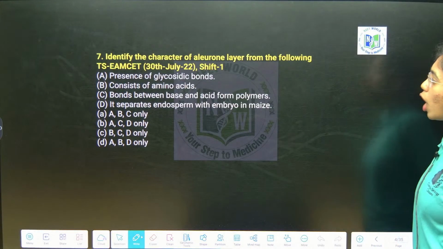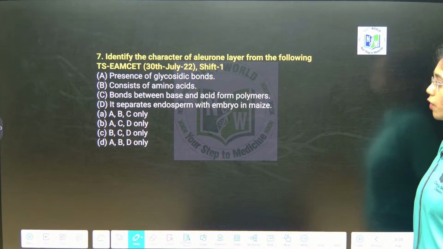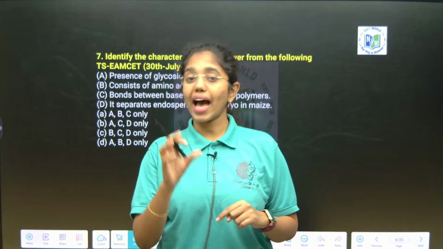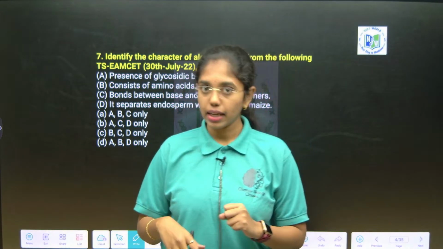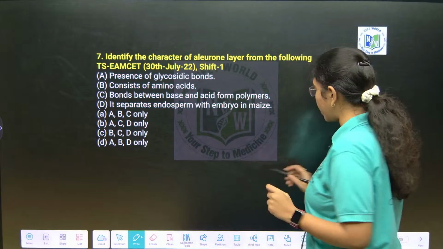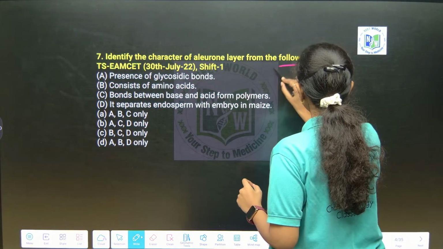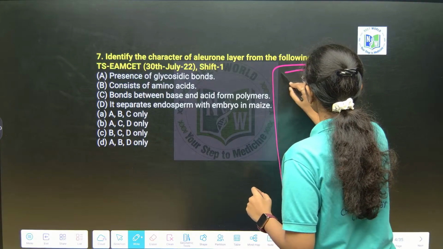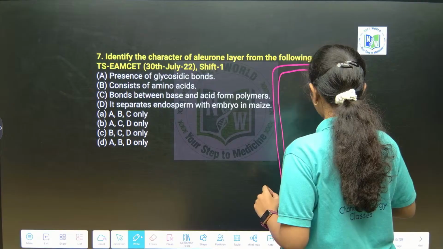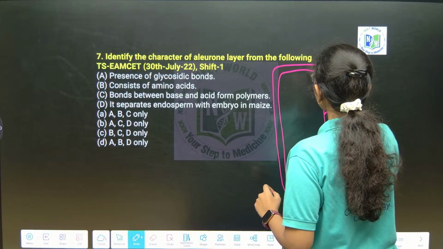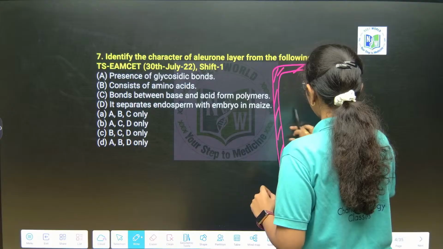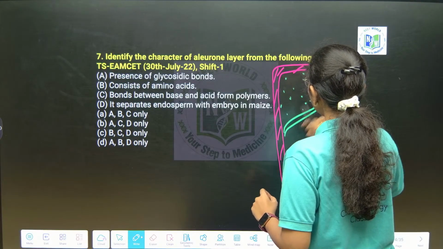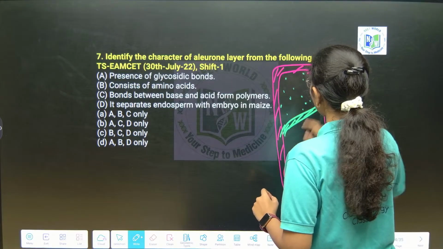Identify the character of aleurone layer from the following. Where do you find this aleurone layer? Aleurone layer is the outer layer which acts as an endosperm in the maize seed. If you can remember the diagram properly, in the maize seed the outermost layer is what? Aleurone layer. This is proteinaceous. And inside you will have what ma? Starchy endosperm, and a papery cotyledon called scutellum here.